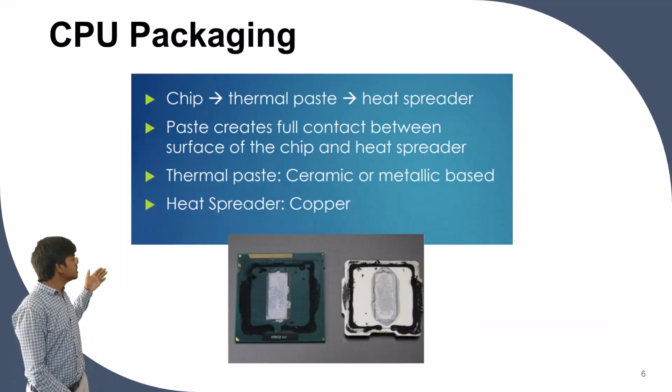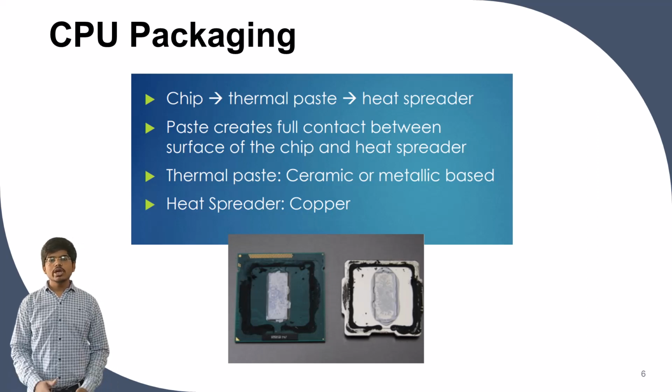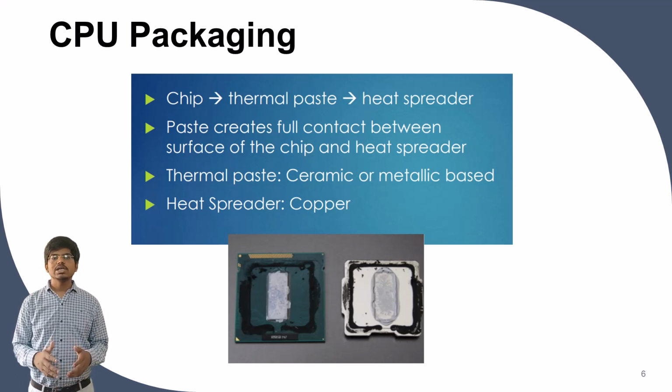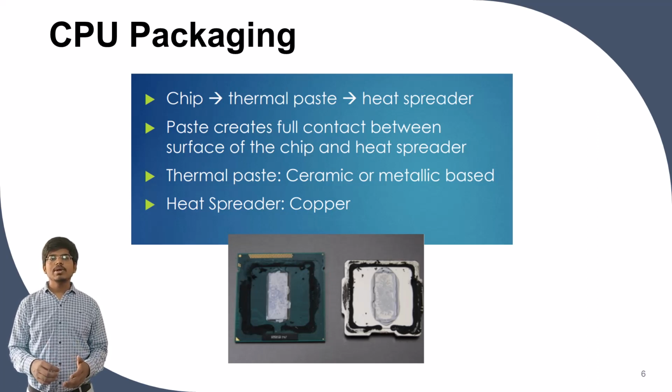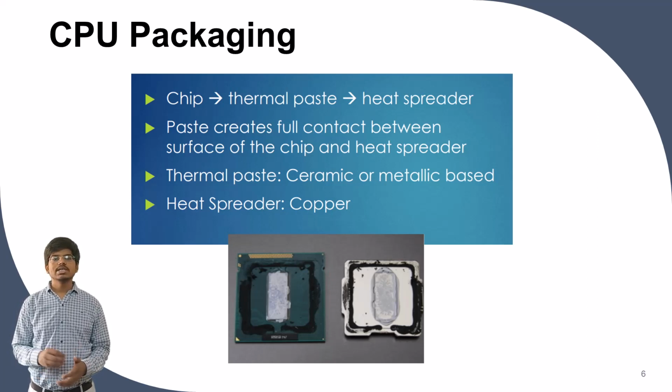Now coming on to the CPU packaging. Firstly, the chip is placed on the socket, then thermal paste is applied on the top surface of the CPU, and lastly the heat sink or heat spreader is attached to the CPU. Thermal paste acts as a conducting filler between the CPU and sink surface.